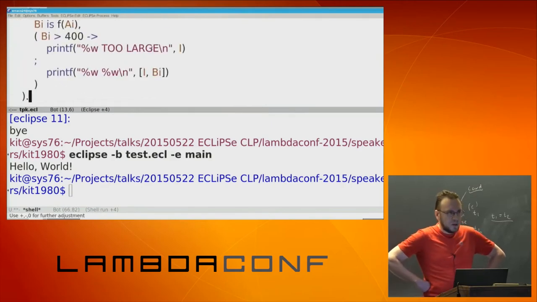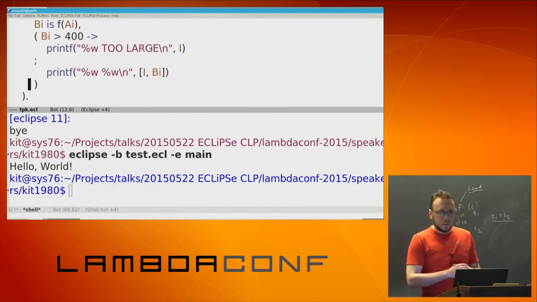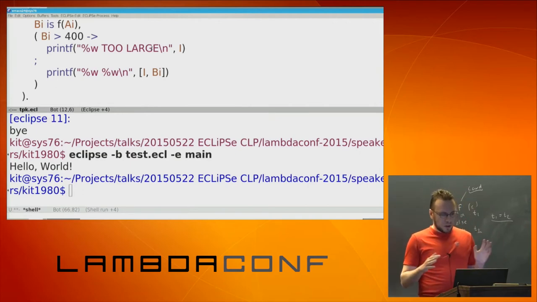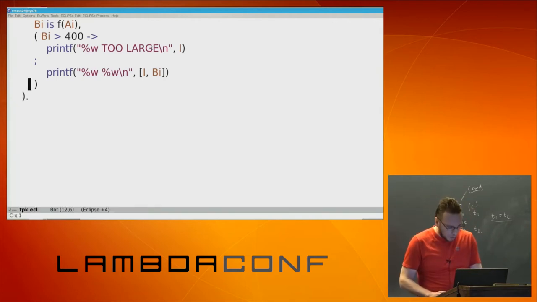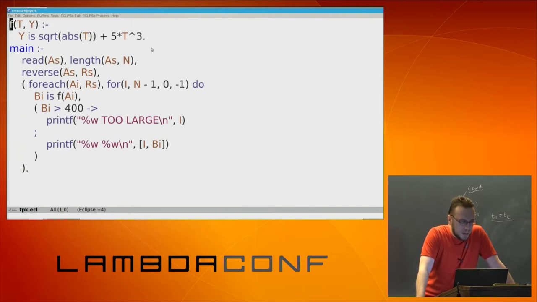What was the file called? tpk.ecl. Now I just want you to open it in your editor. If you want to load it, we will run it later. So here is the file. First, we have our function, which is really a predicate, but it can be used as a function. In ECLiPSe, you can use arithmetic predicates as functions, and the last parameter becomes an output.